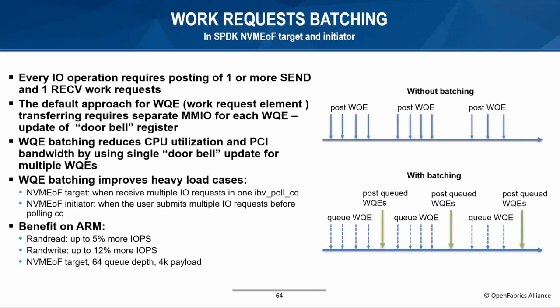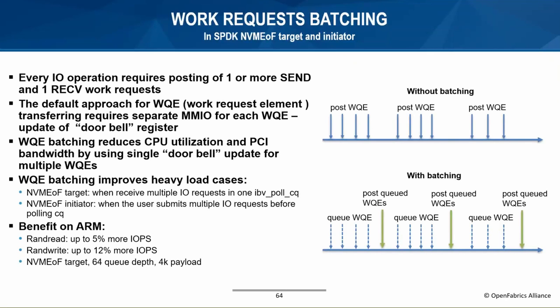So typically, every IO operation requires posting of one or more send work requests and one receive work request. In most cases, work requests are posted independently, which causes frequent update of NIC doorbell register and produces extra PCI transactions. The idea of this optimization is to batch posting of work requests. Instead of posting individual work requests, we put them in a queue, and the queued work requests are posted together on a periodic basis inside of a special function which polls the completion queue. This allows us to reduce the number of doorbell register updates and the number of PCI transactions.